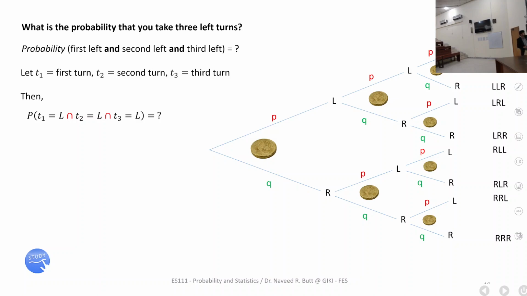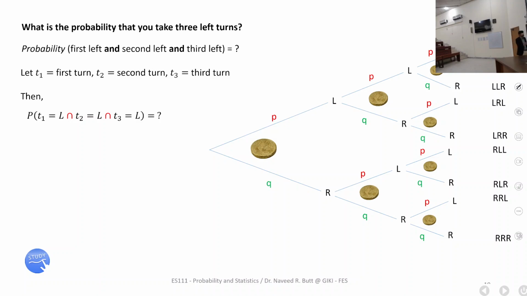What is it saying? Probability T1 equals L and T2 equals L and T3 equals L. That's what we're asking for. Can somebody tell me what this will be? The formula: can I expand this formula? Can I do something with it? Not the value. You have a key piece of information. Remember, Bernoulli trials assume each trial is independent.